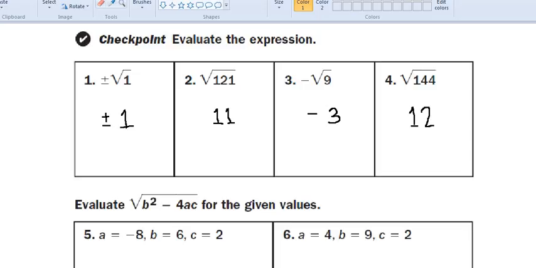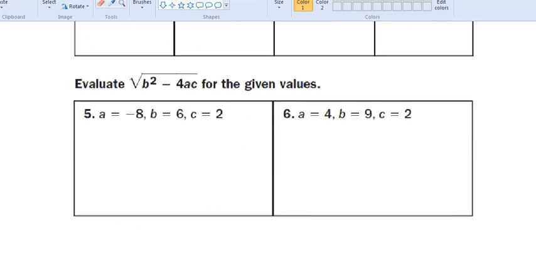Go ahead and try now number 5 and 6 and pause the video. Okay, and then for this one, you should be getting 10 for number 5 and 7 for number 6.